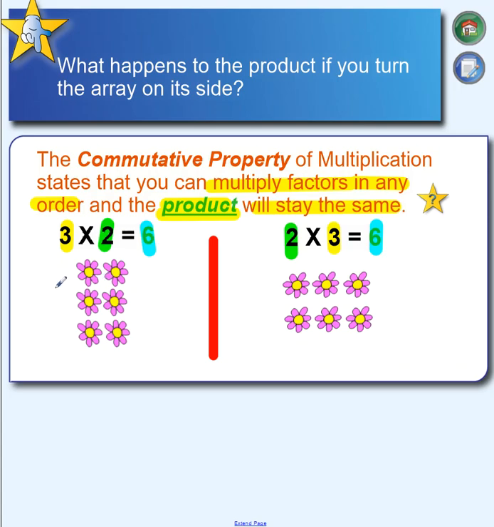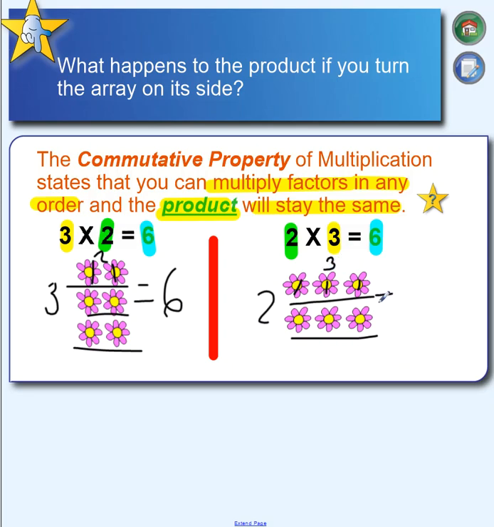Look at the array. I have 3 rows, 1, 2, and 3, with 2 items each. And that equals 6. When I do 2 times 3, it's going to look different though. I have 2 rows this time, 1 and 2, and each one has 3 items. My array is a little bit different, but it still equals 6 flowers. And that is what this property means. It just represents things in a different way. It's going to look different, but it's the same product.